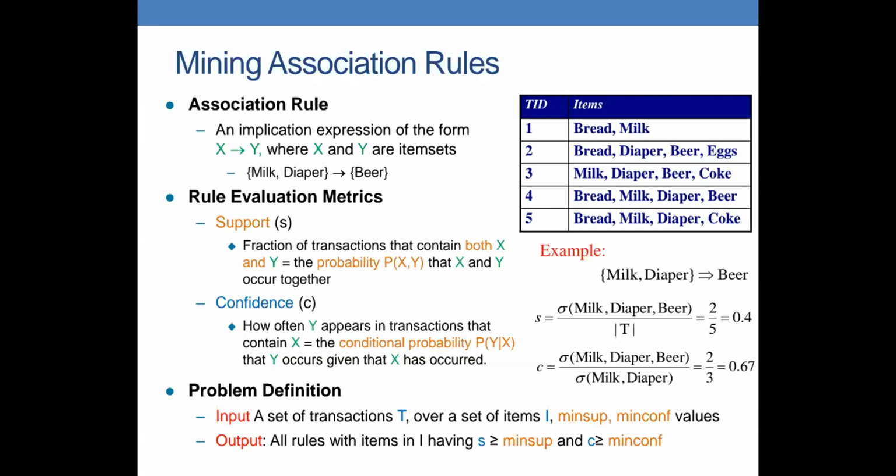Similarly, how many times is milk purchased? Milk is purchased 4 times out of 5 transactions. In a similar way, diaper is also purchased 4 times out of 5 transactions. Here we have to find the confidence value, that is, for milk, diaper and beer, which occurs 2 times, you have to represent it.